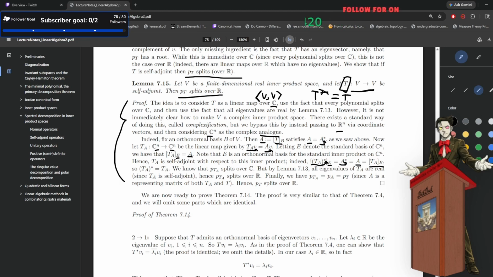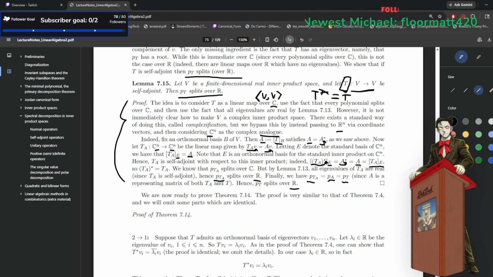We know that the characteristic polynomial of T_A splits over C. This is standard. Now, by lemma 7.13, all eigenvalues of T_A are actually real, since T_A is self-adjoint. Hence, the characteristic polynomial with respect to A splits over the real numbers. Finally, we have P_T_A is equal to the characteristic polynomial with respect to A, which is equal to the characteristic polynomial with respect to T, since A is a representing matrix of both T_A and T. Hence, PT splits over R.